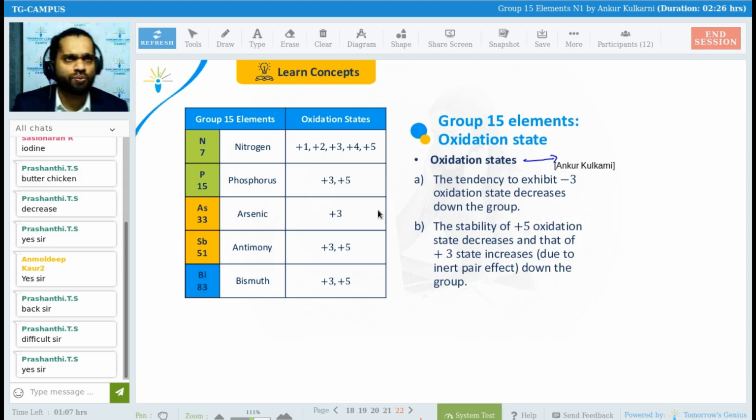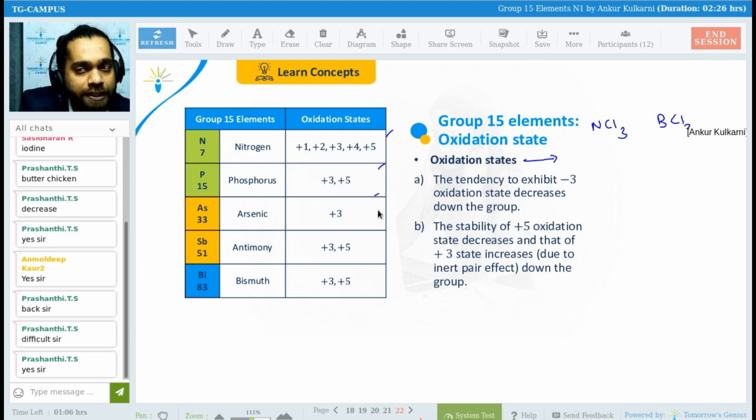Oxidation states. We have discussed what oxidation states are. Oxidation states are nothing but simply charge. Over here, you can see the charge. Your group 15 elements have a tendency for -3 oxidation state, which decreases down the group. What is the meaning of that? That means if I have a question of NCl3 and BiCl3, bismuth chloride may not exist. I am just giving you an example.